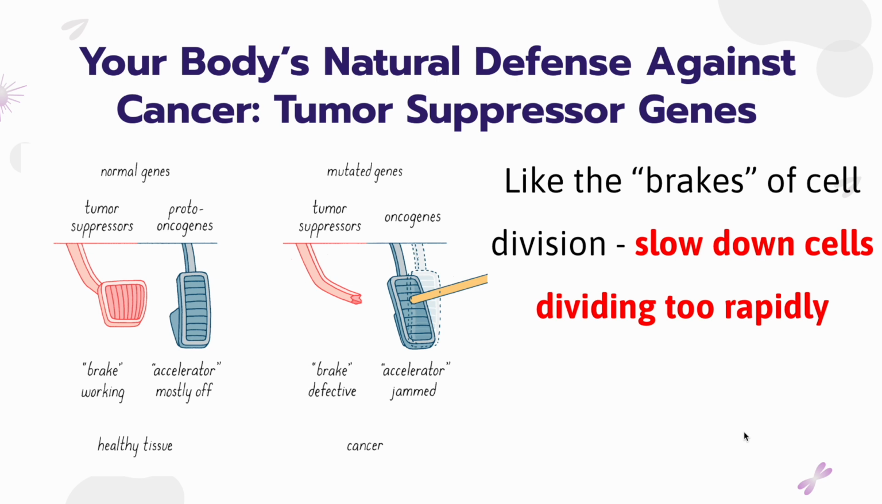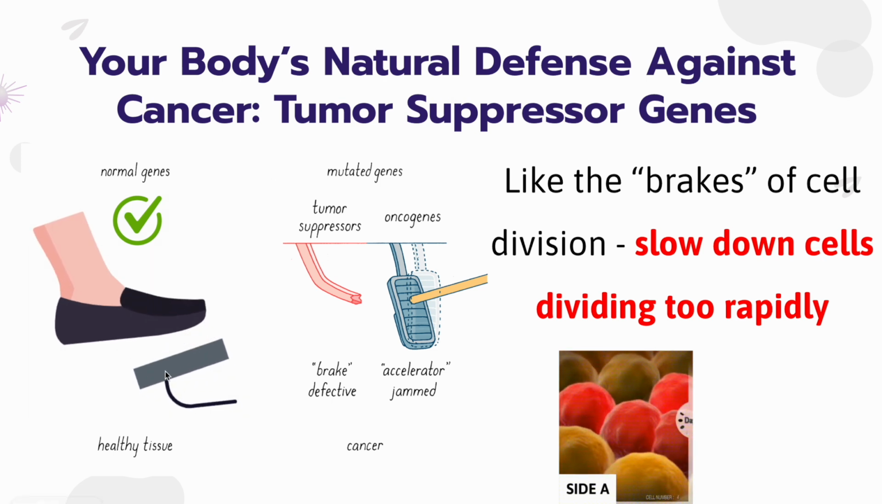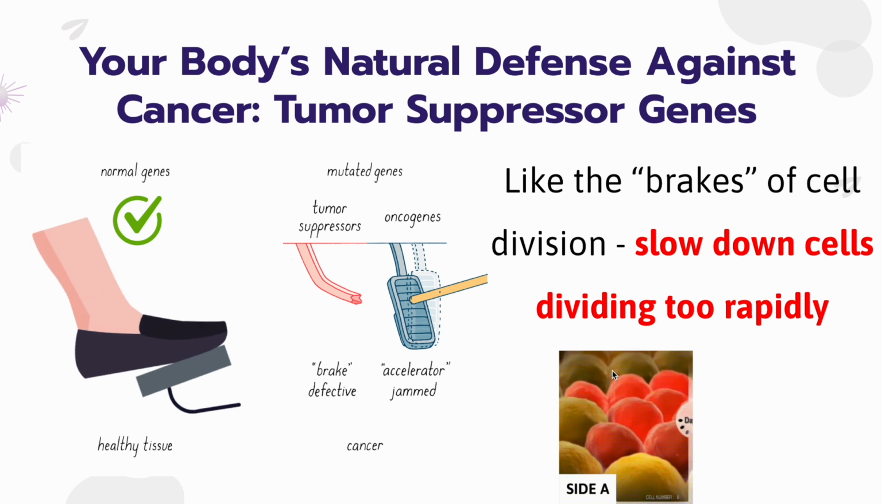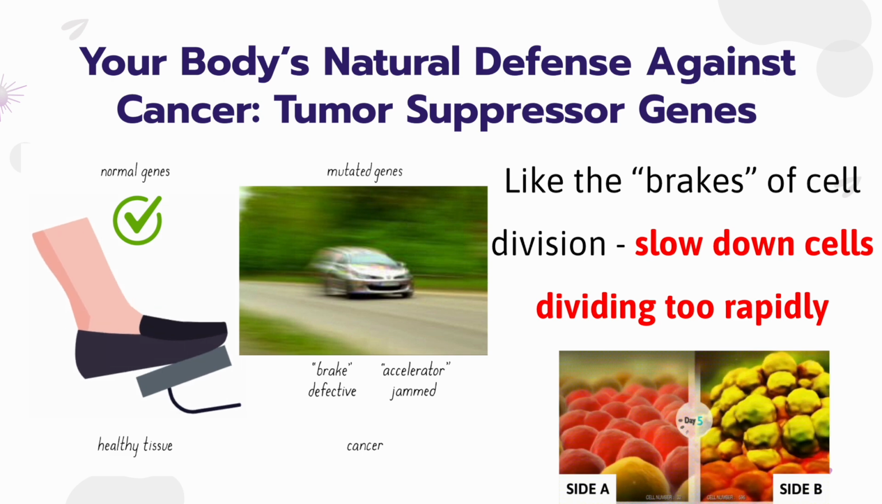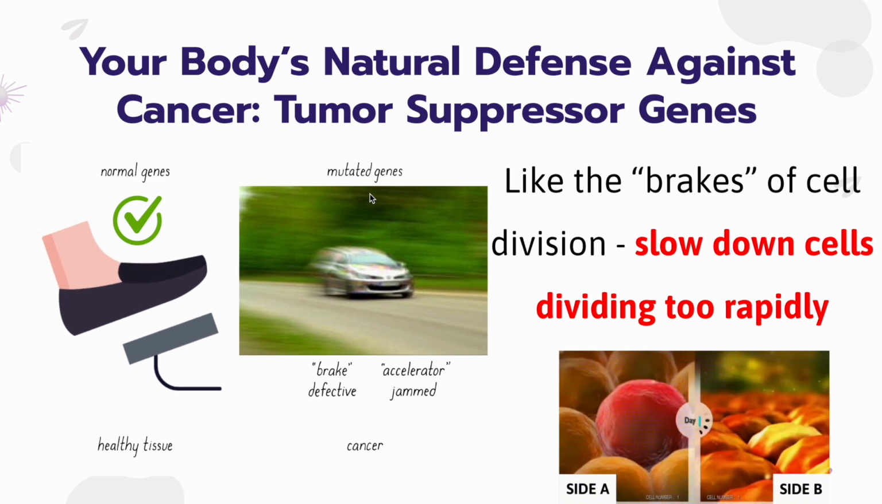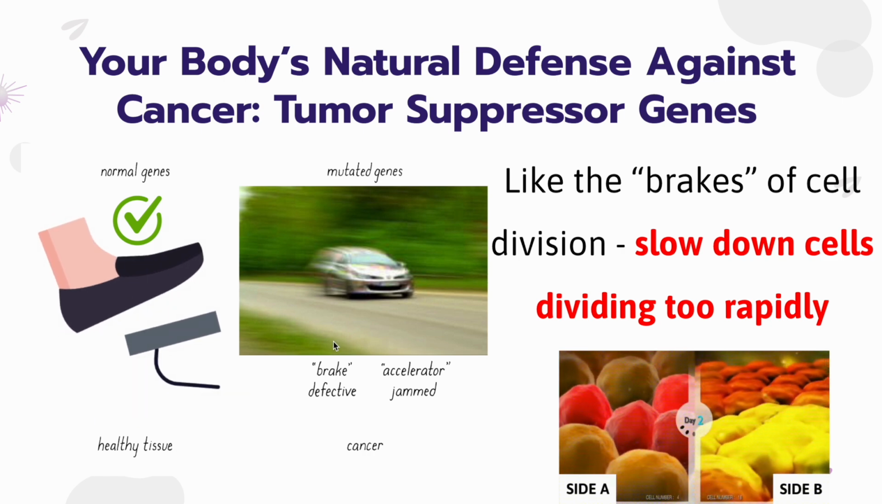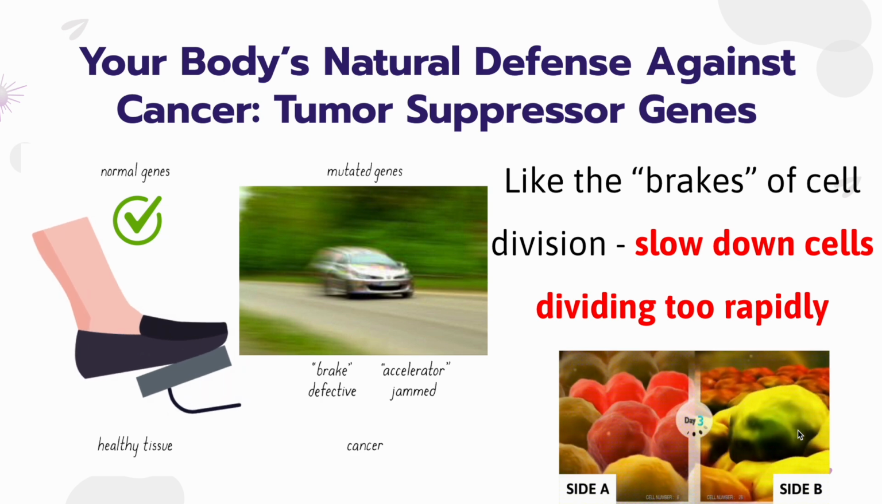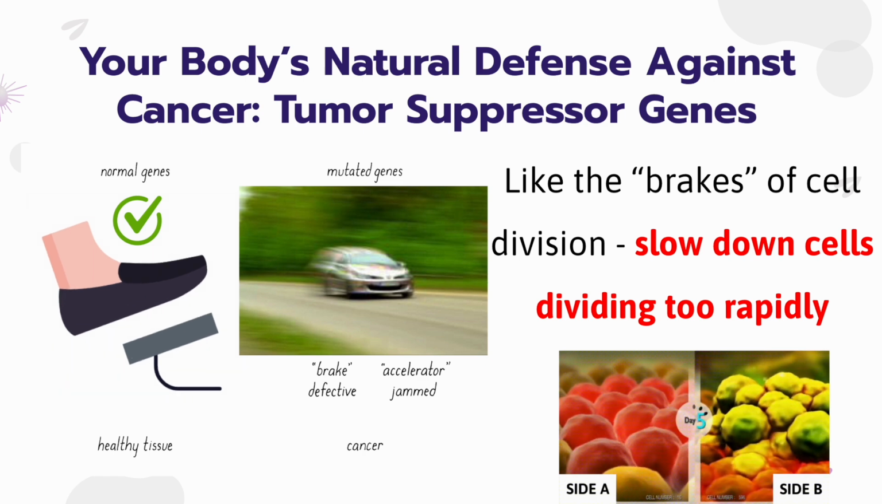Luckily, your body has this natural defense against cancer, which are called tumor suppressor genes. So think of these kind of like the brakes of cell division. So normal genes, whenever they've got these suppressors, they're going to step on that brake, they're going to slow down cell division, make sure things aren't happening too rapidly. But other times, with that mutation, that brake doesn't work. So instead of being able to slow down, it just continues to speed up again and again and again. And that's where side B really comes into play, where instead of being able to slow down, they just continue to make more cells faster and faster.